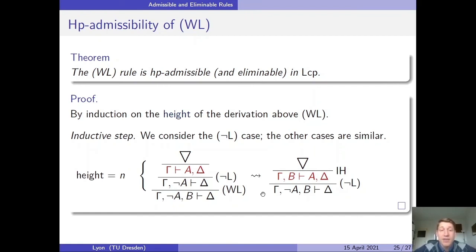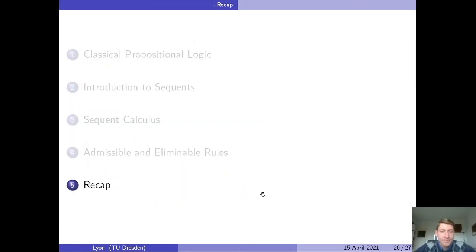And the same thing can be said for the weakening right rule, the contraction left rule, and the contraction right rule. All of them are HP admissible, and all of them can be swapped with rules until they're deleted at the axioms in a given derivation.